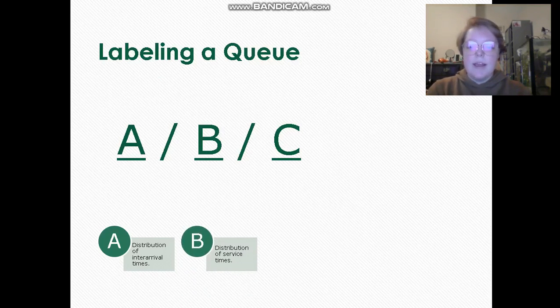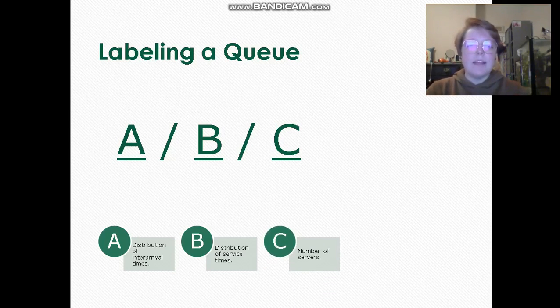The second letter is going to be the distribution of service times. And again, service time is the total time it takes to be served, and again, does not include the time spent waiting in a queue. And finally, the last letter is going to represent the number of servers in a service system or a service mechanism.